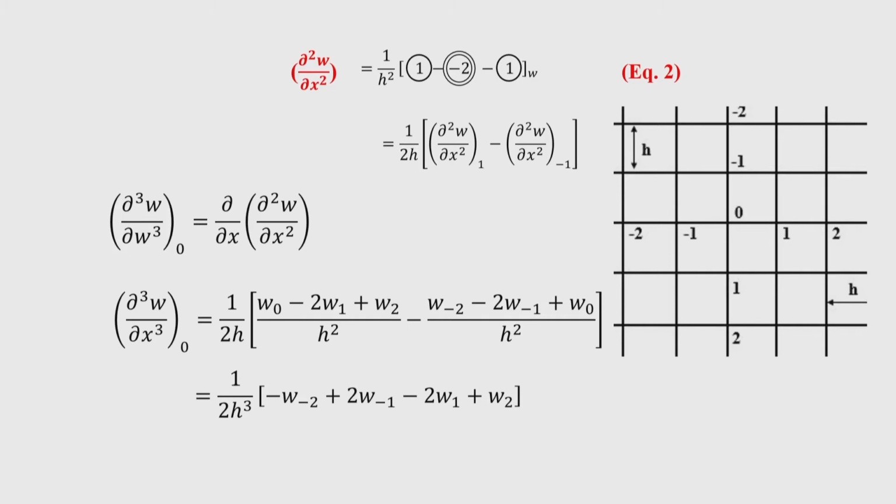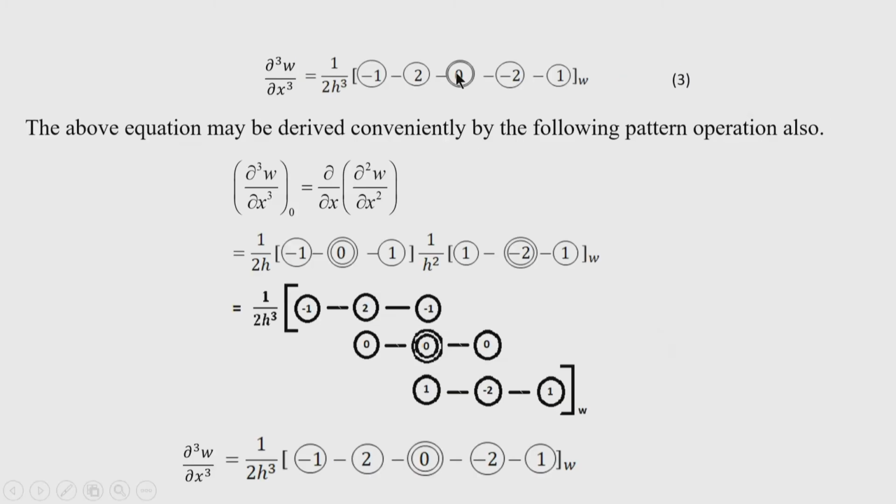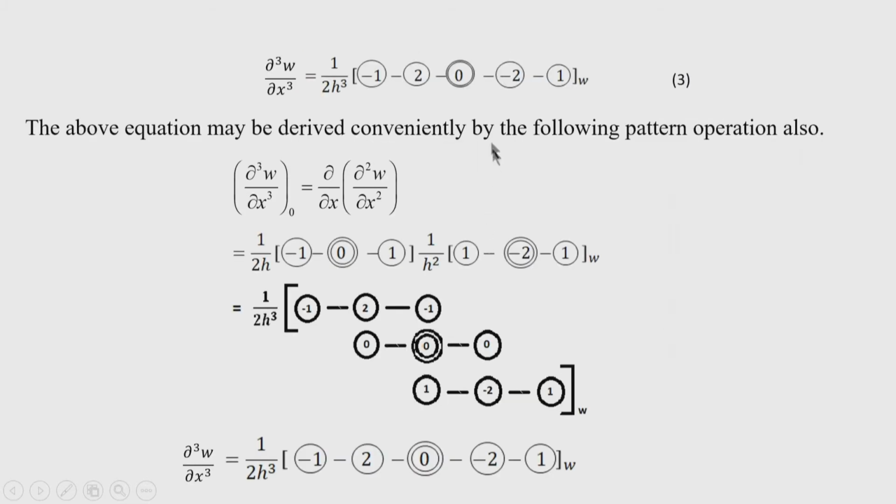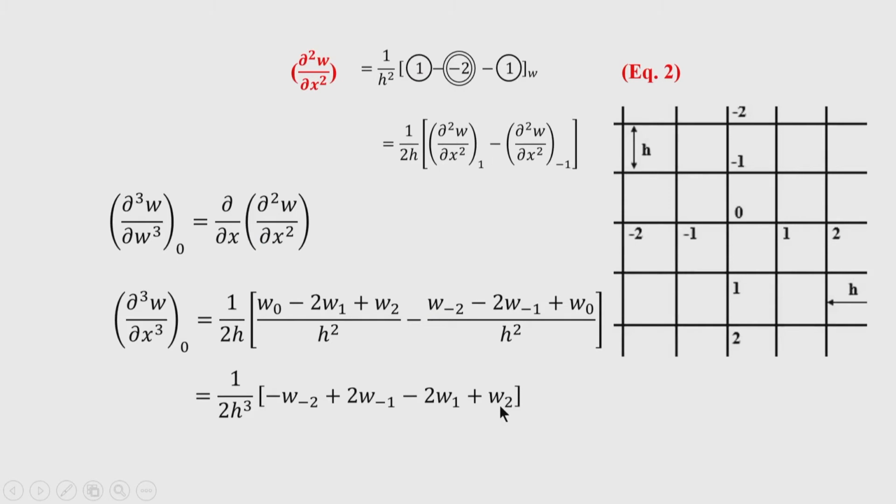So, if I write it in the stencil form, you see this is the node, we are considering the node at O. So, this is the coefficient at the node which is 0. Towards the right side the coefficient is minus 2, and then on the further side it is plus 1. So, here it is plus 1 w 2. Similarly, towards the left hand side, it is plus 2 and minus 1.